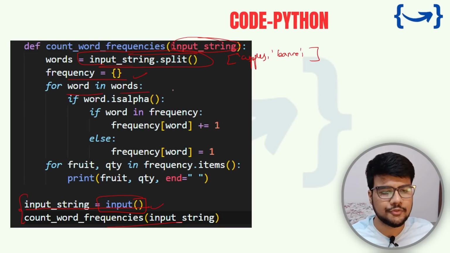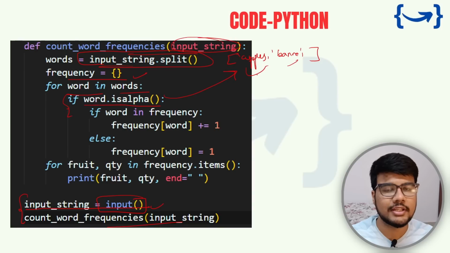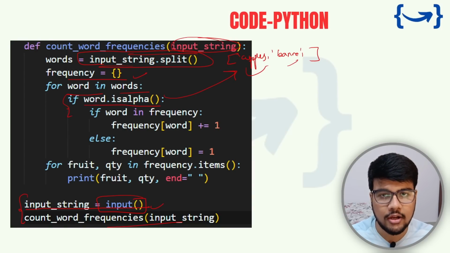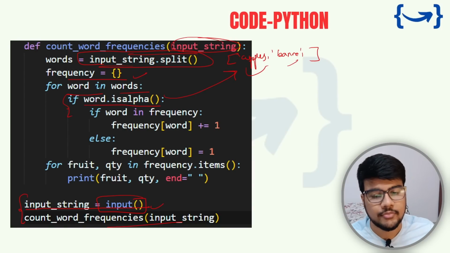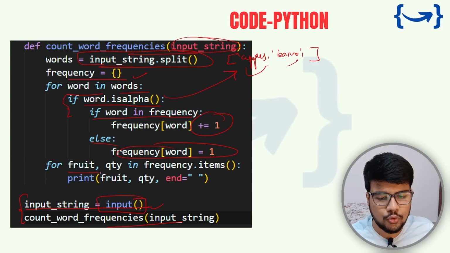So for word in words, which means apple, banana will come afterwards in an iterative manner. I only need to put the thing into my hash map if that particular thing is alpha, which is alphabet, not numeric. If it is numeric, I don't need to do anything. If the word is in frequency, please increment the counter. If it is not there, please initialize it to 1. Simple. So for fruit and quantity in items, you're done printing it.